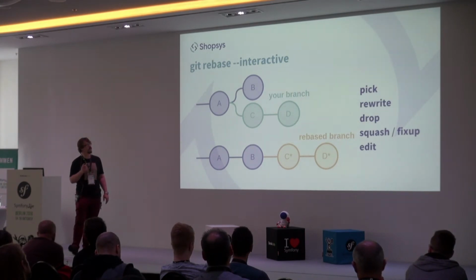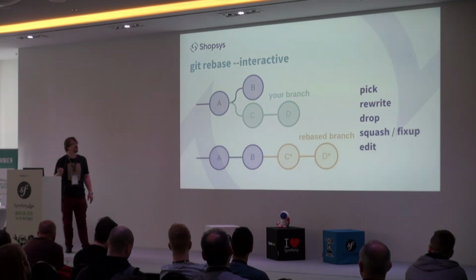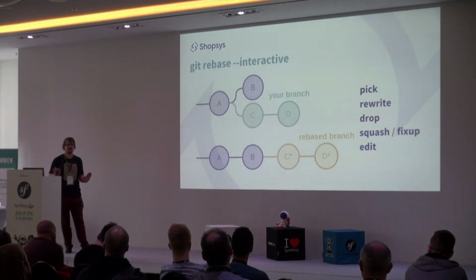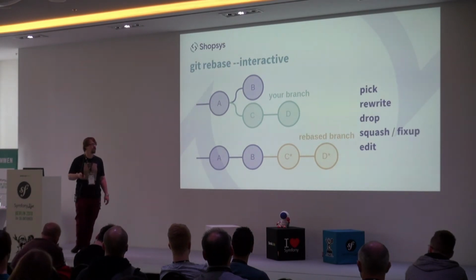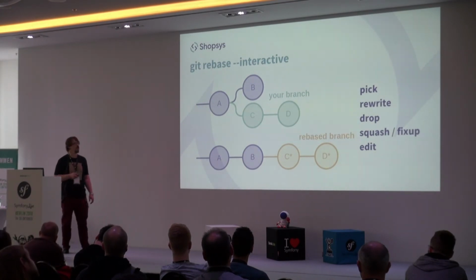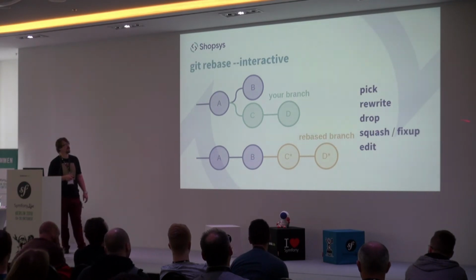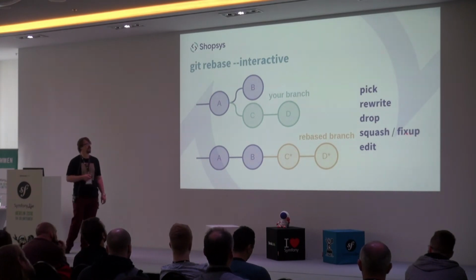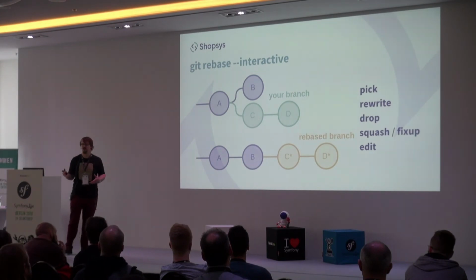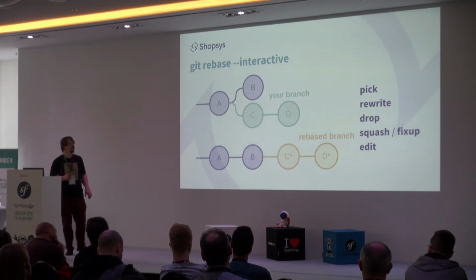You have here a command drop. Maybe you guessed it. It will drop the commit as it will not apply the changes, and it will continue happily with the other commits. Then you have squash or fixup. You probably know squash already. It's a thing to do when you have two commits and want to combine them into just one.